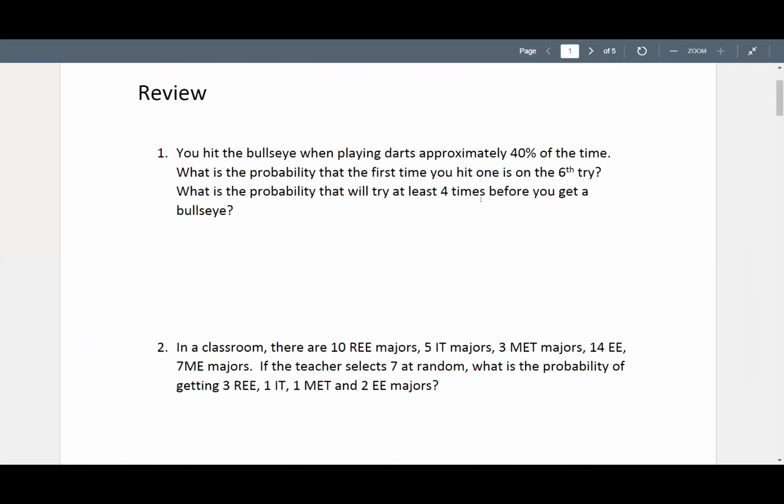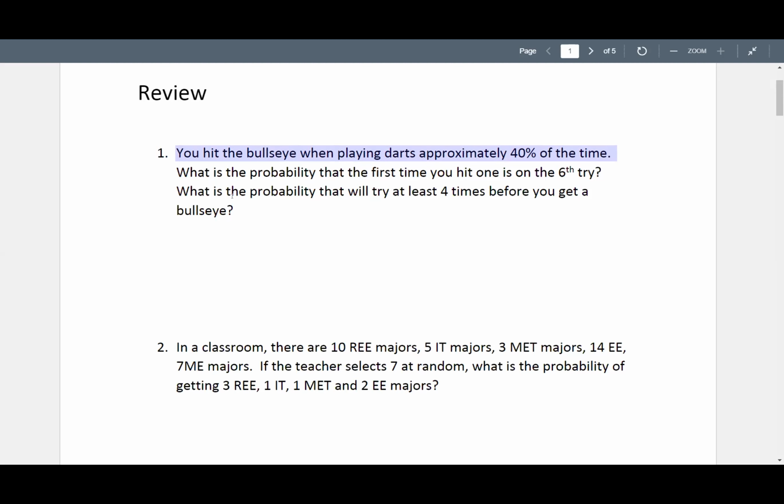So you hit the bullseye when you're playing darts approximately 40% of the time. What's the probability the first time you hit one is on the 6th try? Okay, first of all, let's start with this first sentence. Right here, if that's all you saw, think about this. What kind of distributions could this be? Okay. What could this be before you ask any questions? What could happen here?